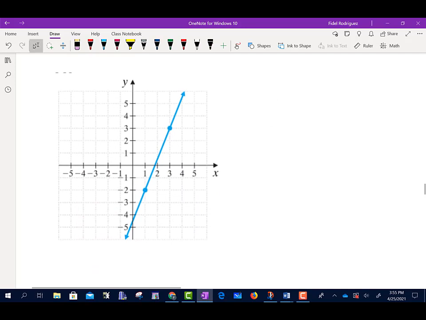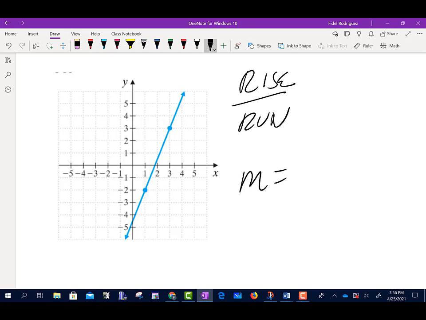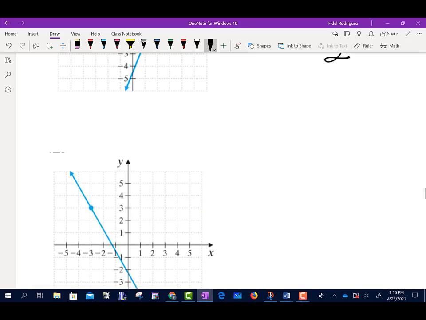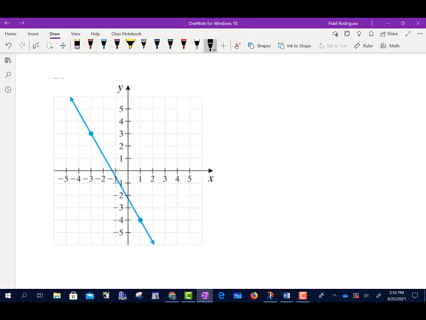Same thing here. I'm going to find the slope. Remember, slope, rise over the run. All right, let's count. How many spaces up? 1, 2, 3, 4, 5. How many to the right? 1, 2. There we go. And all I got to do, y'all, is just count. We got another one.